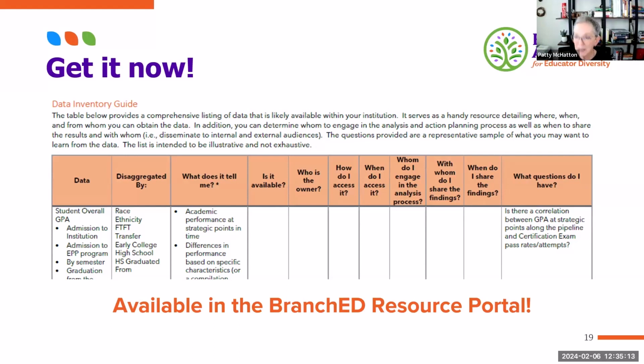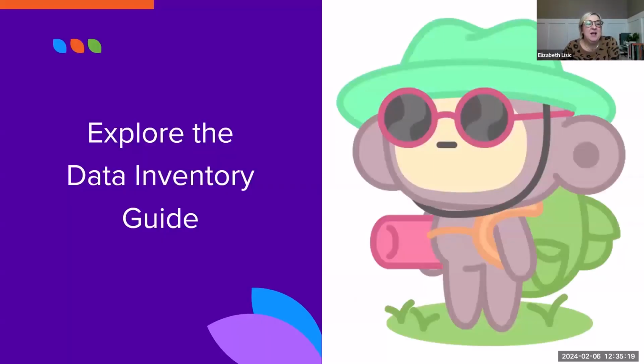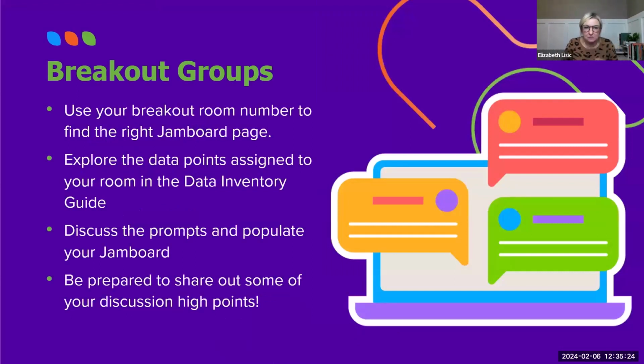All right, so we are going to go ahead and begin exploring the data inventory guide. As you pull that, I'm going to talk to you about some breakout groups that we're going into. This is where you're going to get to more deeply explore. You can scroll through and see all of the different data that is available to discuss. We are going to go into breakout groups, and your group number is going to be the breakout room number you're in. So take note of which room you are going into.